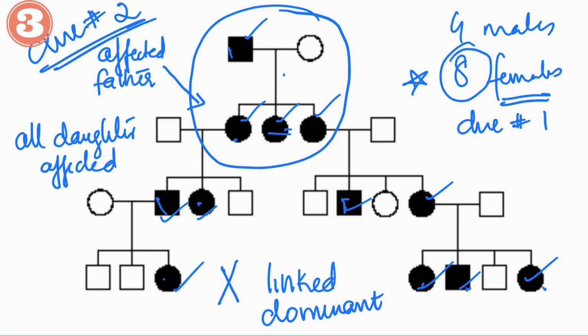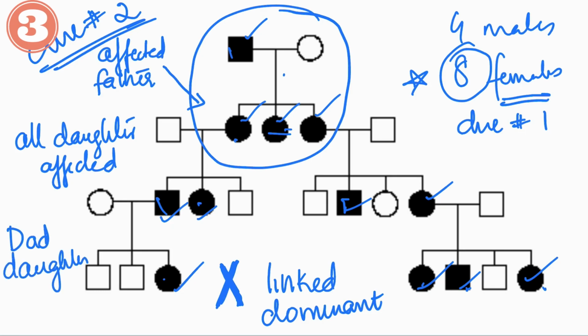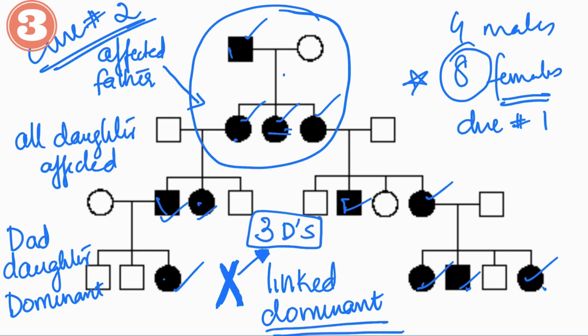One way to remember X-linked dominant is dad, daughter, dominant. This is another 3 Ds. Okay, this is a small clue. Dad, daughter, dominant. So dad passes on to all his daughters. So this is X-linked dominant.